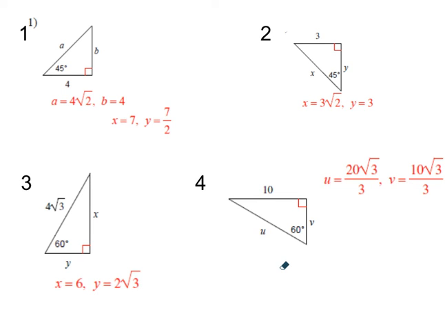How'd you do? Compare with your neighbor if you're confused. Notice this number 4, if I could think of one that might confuse you, it would be that one. It's just because it doesn't come out even.